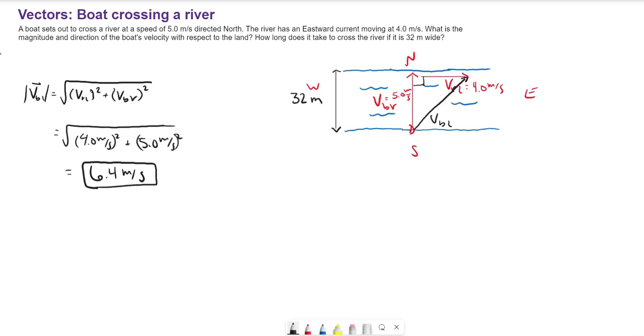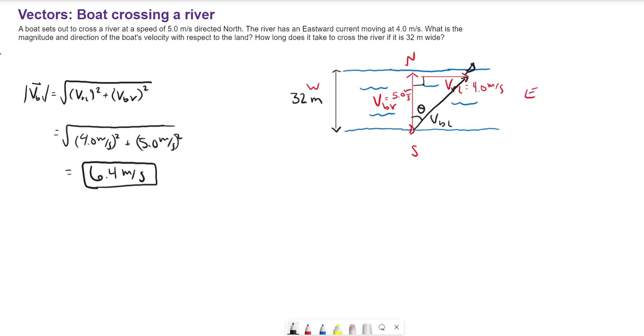And now we want to find the direction. So that's this angle here. This would technically be the angle that you would turn your head if you were standing at the departure spot of the boat to see where it ends up on the other side, right? So if you're looking at its final destination over here, this is the angle you'd be looking at.